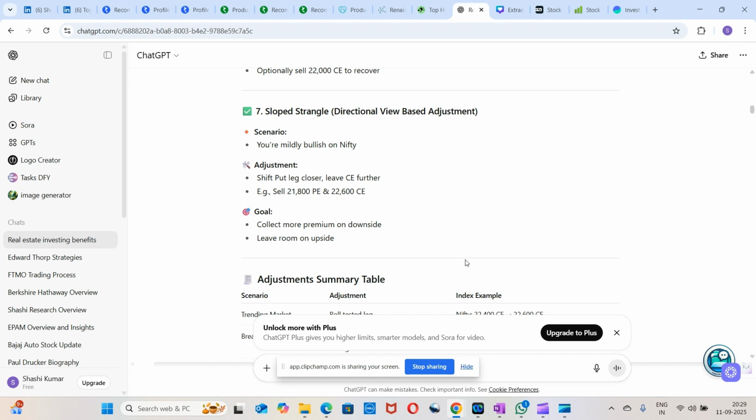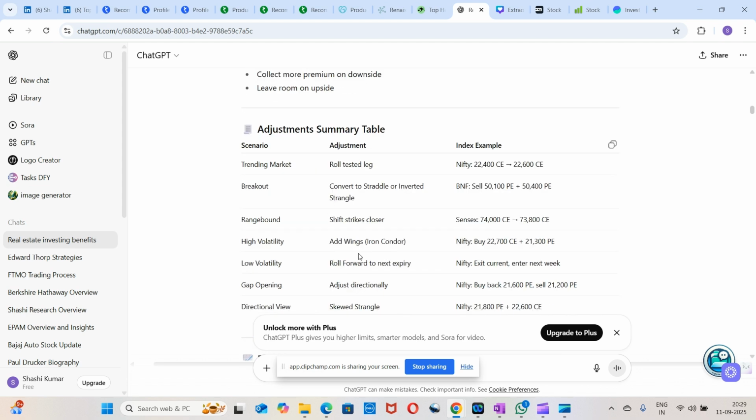Because you are of the opinion that it is bullish, you can take a very near put, but the C you can take further. Like you sell 21,800 P and 22,600 C. Similarly you could do it for bearish also. In the case of bearish, you will shift the C leg closer and leave the P further. This way it's a directional strangle, and that is a directional adjustment you do. You'll collect more premium because of this, and you will leave room on the upside. On the upside you will have more width.